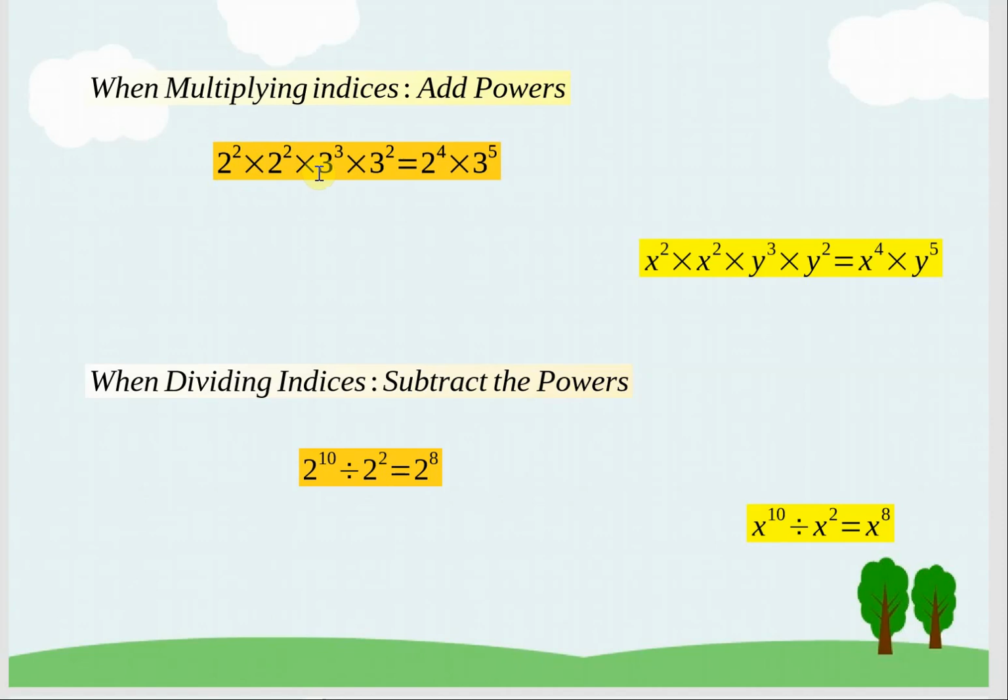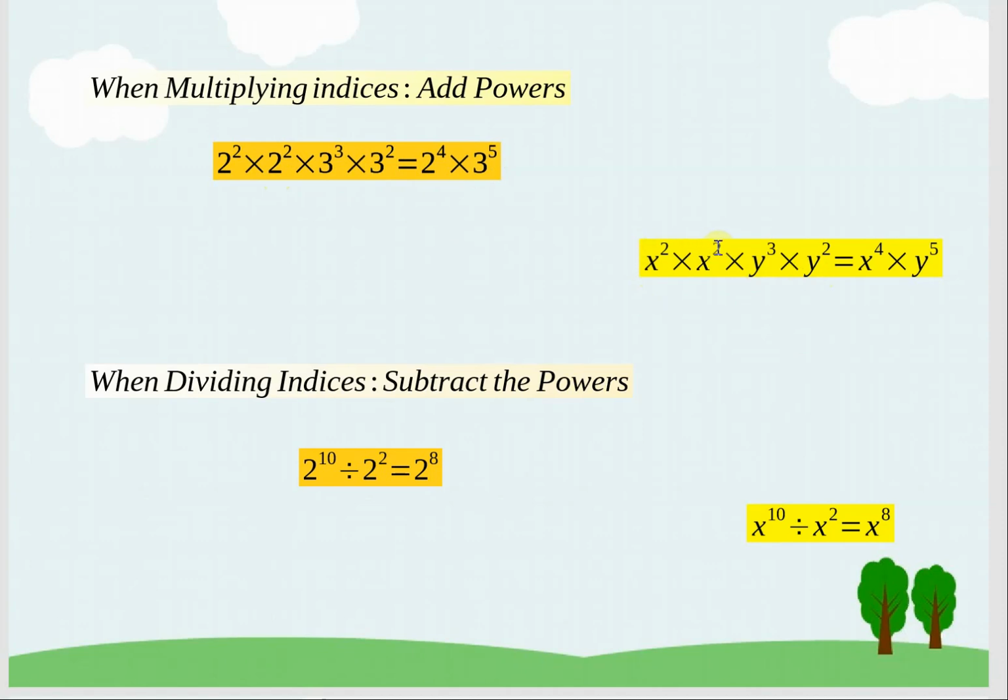And now with the base 3 and 3 here, I just have to add the powers. I have 3 plus 2, and that gives me 5. So this here is equal to 2 raised to 4 times 3 raised to 5. It could also be a variable. It's not necessary that these should be numbers. When they are variables, it's the same thing.